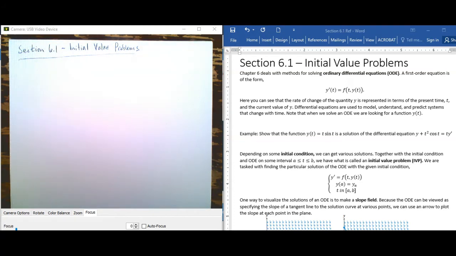So here we have a first order differential equation, first order because it deals with just the first derivative. This derivative is given as some function of time t and the original function y. So here we see that the rate of change, that's our y prime, is defined in terms of the quantity y at some present time t.